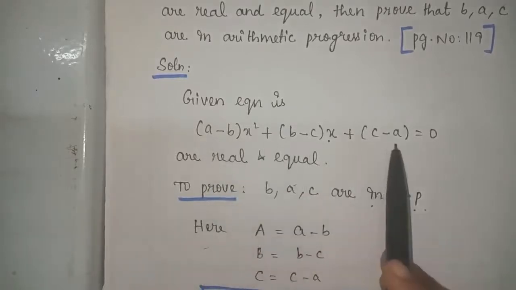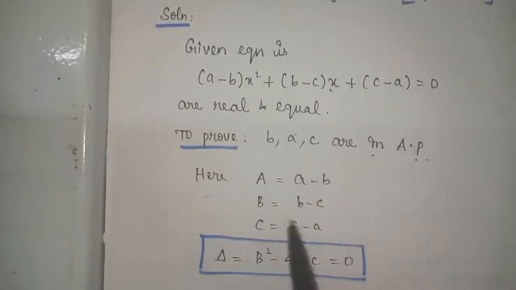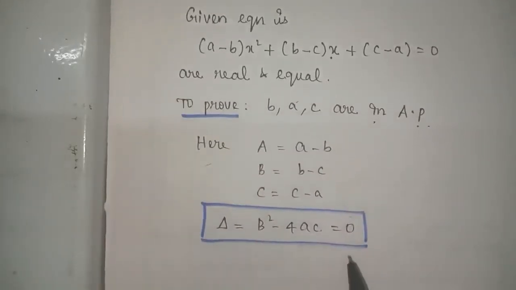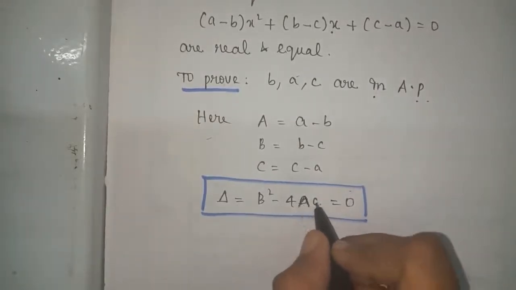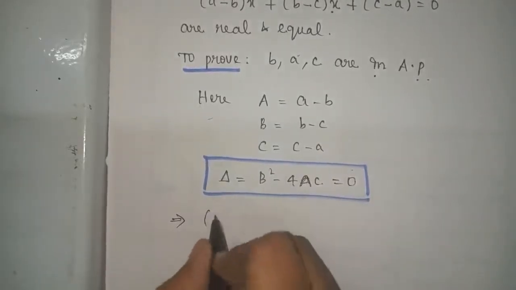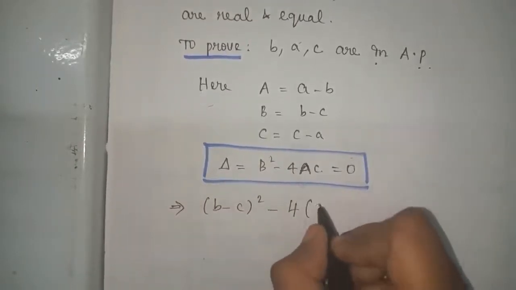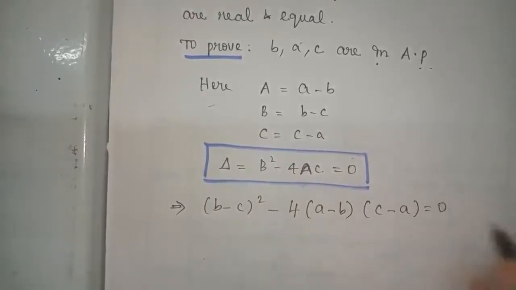So in this quadratic equation, the capital A value will be a minus b, and B is equal to b minus c, and C is equal to c minus a. If the roots are real and equal, it means the discriminant value will be equal to 0. So that is b square minus 4ac is equal to 0, which implies b value is b minus c the whole square minus 4 into a value is a minus b, c value is c minus a is equal to 0.